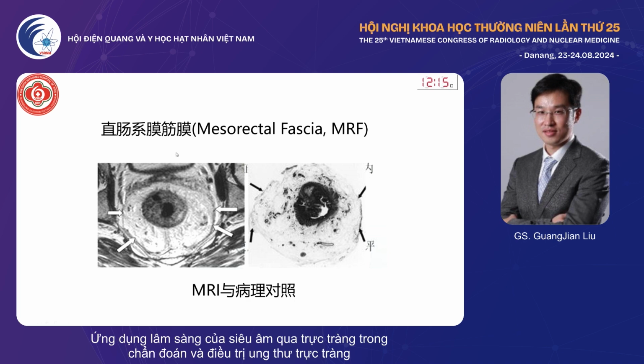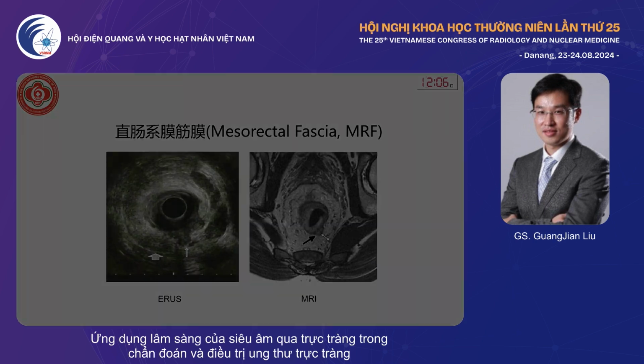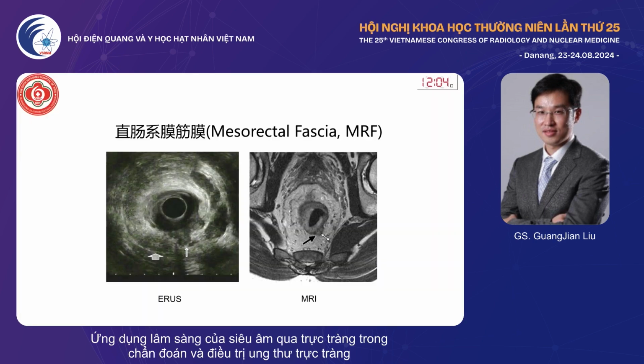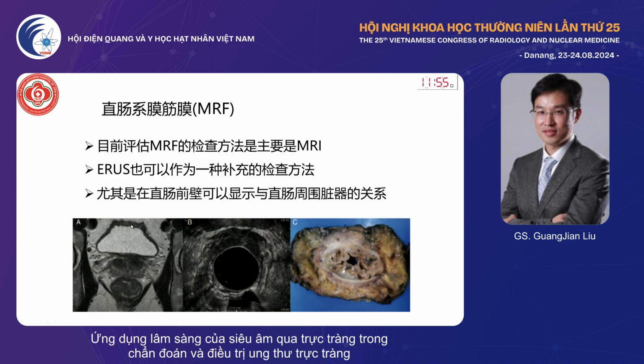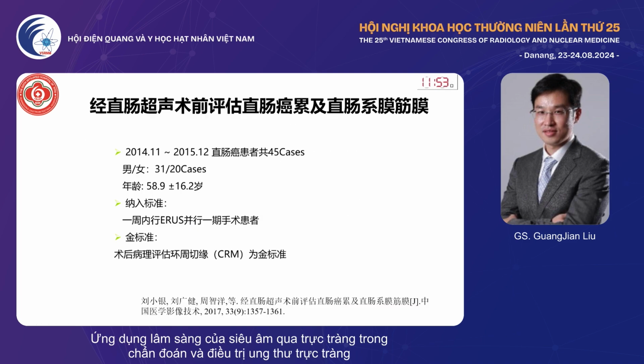So this is a sample of an MRI image and the pathology sample. We can see they correspond very well. But we found that on the ultrasound, we can also identify the MRF. We can see the ultrasound can also show the MRF very clearly. So in our hospital, we performed another study to compare the value of endorectal ultrasound in the evaluation of the MRF.